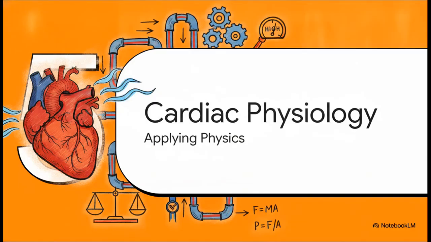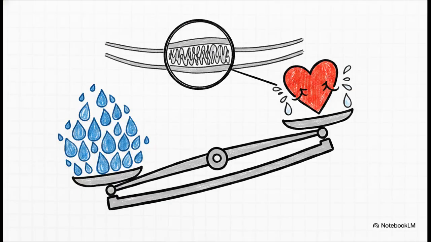Section 5. Cardiovascular Physiology. Let's apply some basic physics to how this all works. How exactly does the body maintain blood pressure? First, know this equation inside and out. Delta P equals cardiac output times total peripheral resistance. This is literally just Ohm's law applied to the human body.